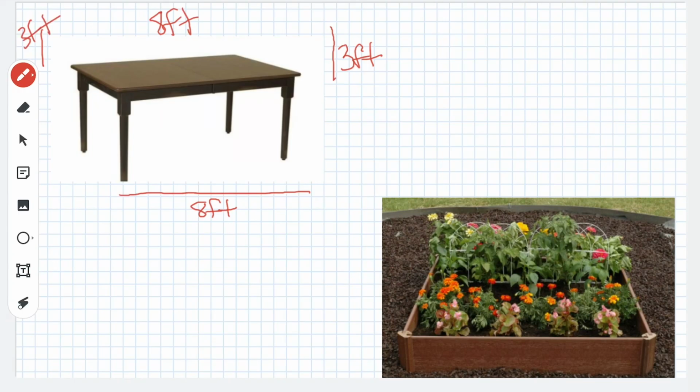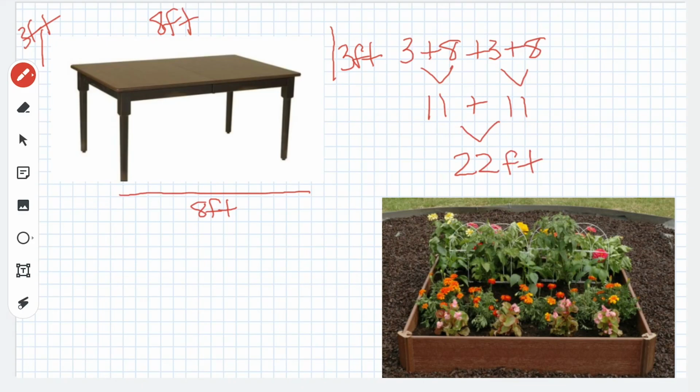To find the perimeter, what am I going to do? Add them all up. So I have 3 plus 8 plus 3 plus 8. 3 plus 8 is 11. 3 plus 8 is 11. 11 plus 11 is 22, and my unit is feet. So that means that the perimeter of the rectangular dining room table is 22 feet. You guys are great at this.